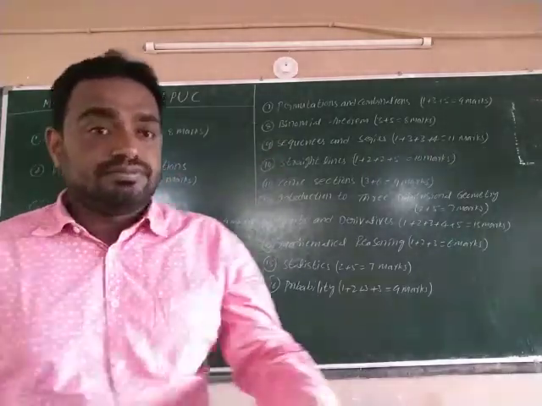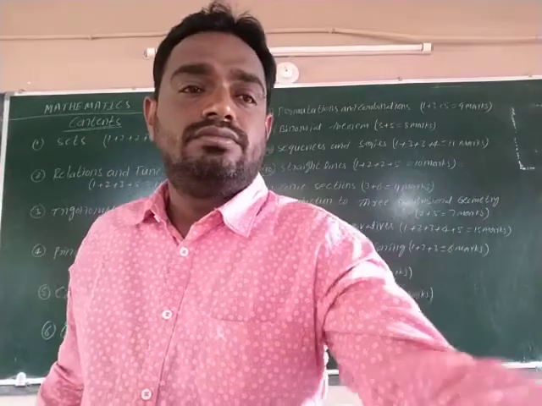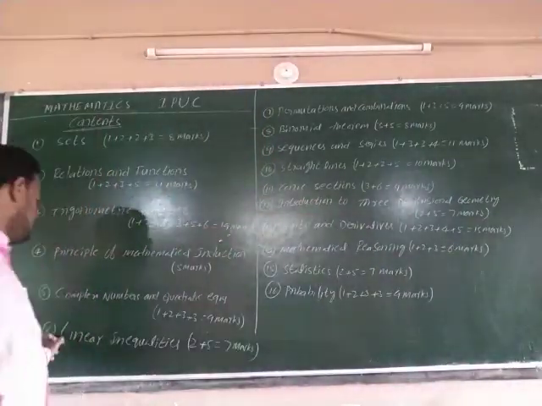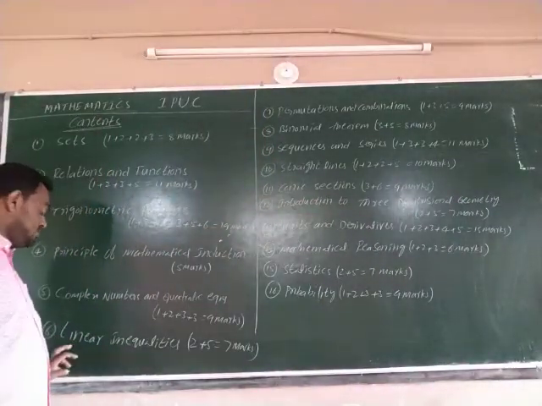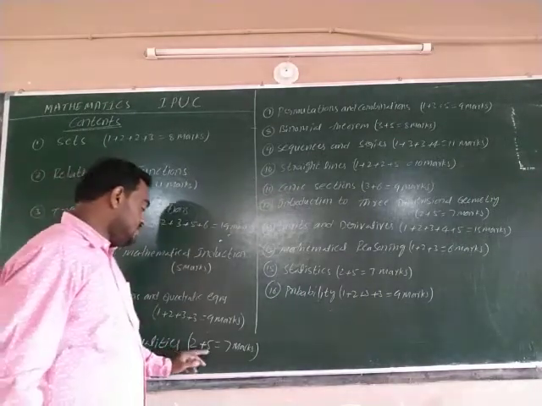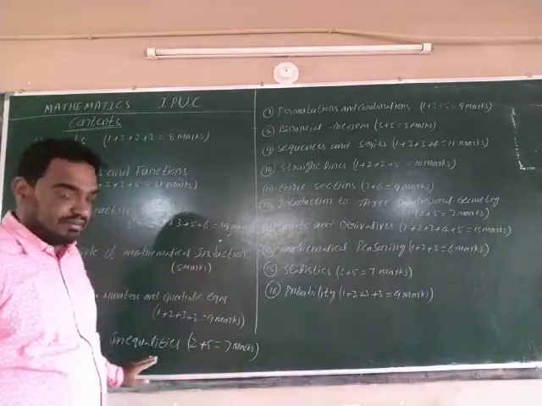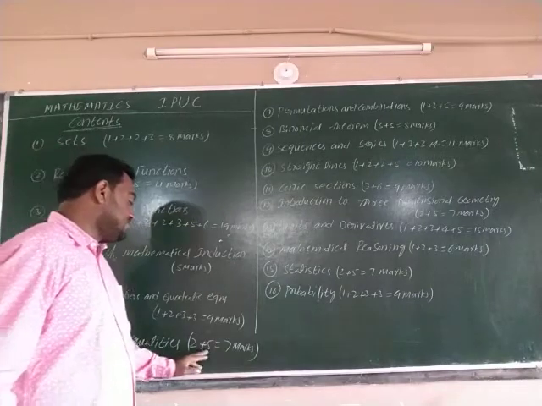Next chapter. Here you see, the 7th chapter is linear inequalities. 2 plus 5 is 7 marks. Linear inequalities is a very easy chapter. 2 plus 5 is 7 marks.